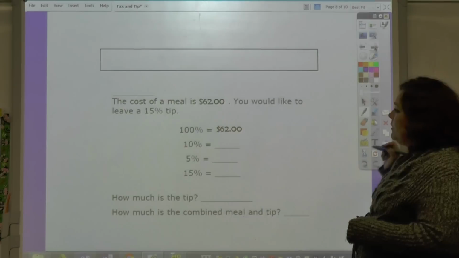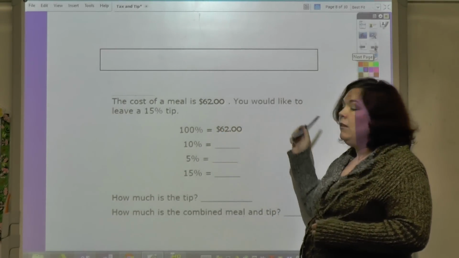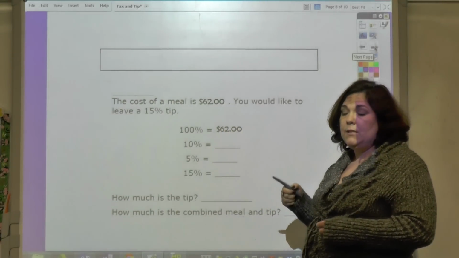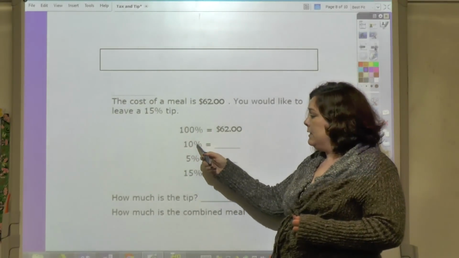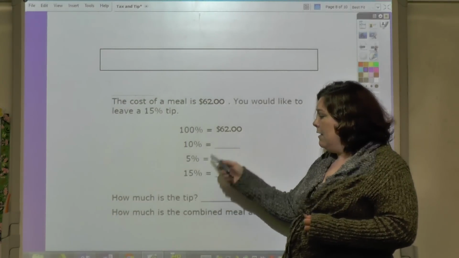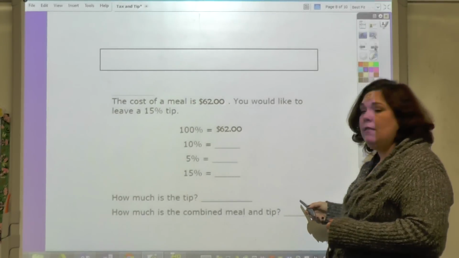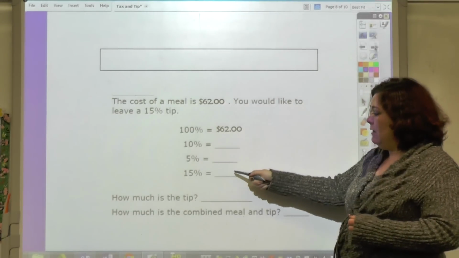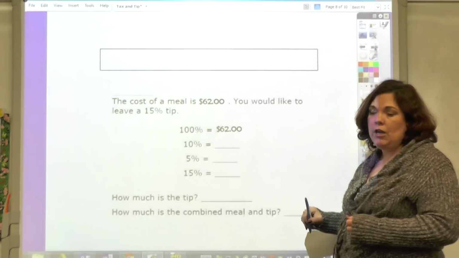So now here's a problem. Now the cost of the meal is $62, and you would like to leave a 15% tip. So it's still a 15%. So go ahead and find out what 10 is, what 5 is, and then add those up to find 15. That'll give you the tip amount, and then you'll add this and this together to get the total amount. Come back and check your answer.